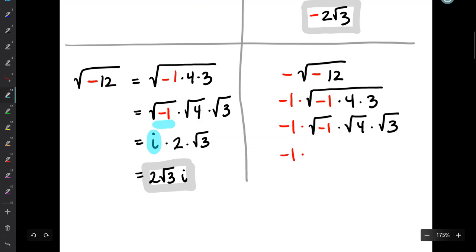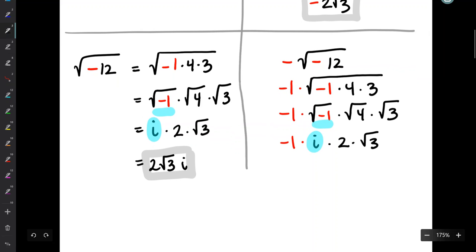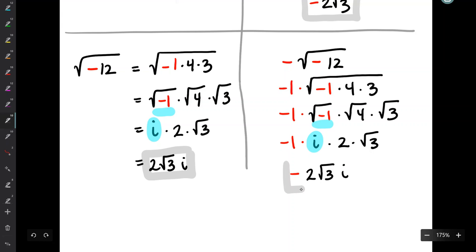The square root of negative 1 is this new number i. The square root of 4 is 2, and the square root of 3 is just the square root of 3. Again, order doesn't matter in multiplication, so I think a minus 1 times 2, a minus 2 times the square root of 3 times i reads the nicest. All right, so we've gone through enough work for you to be able to do questions 1 and 2. Let's go ahead and do question 1 together and practice inputting it into the calculator.